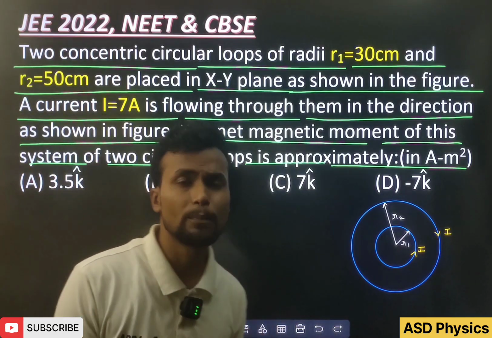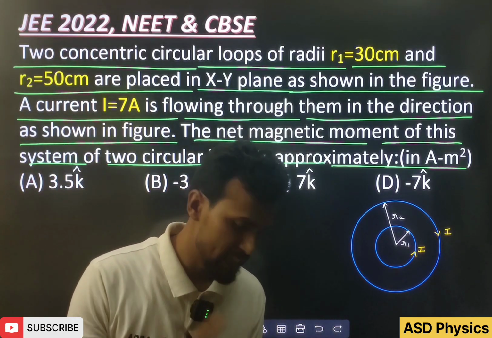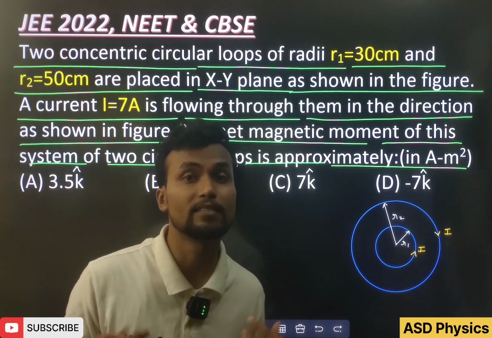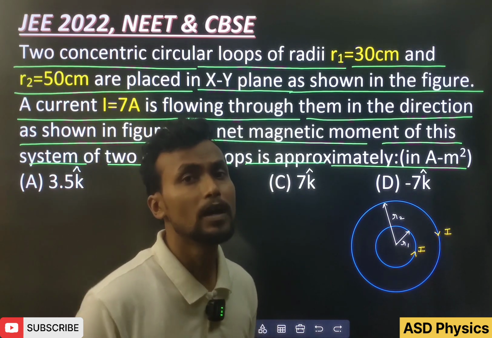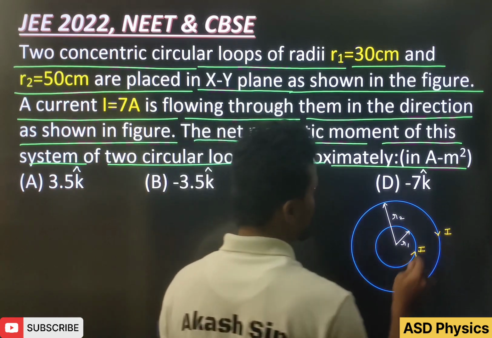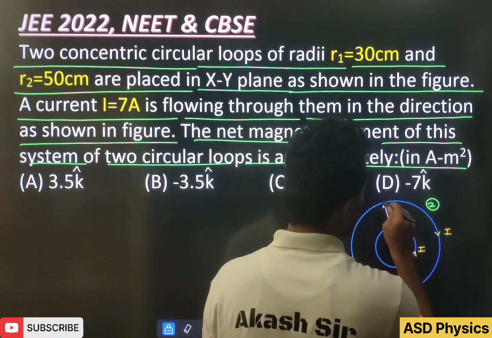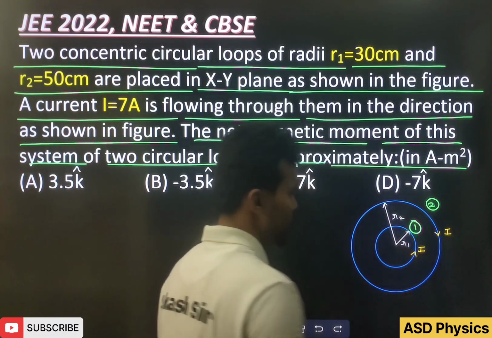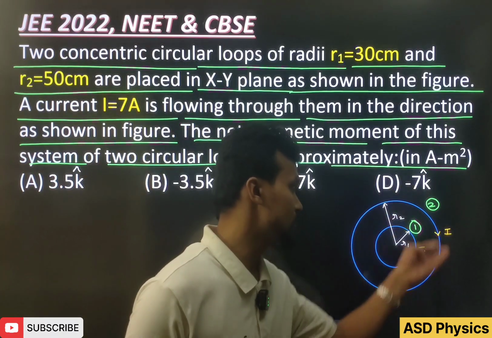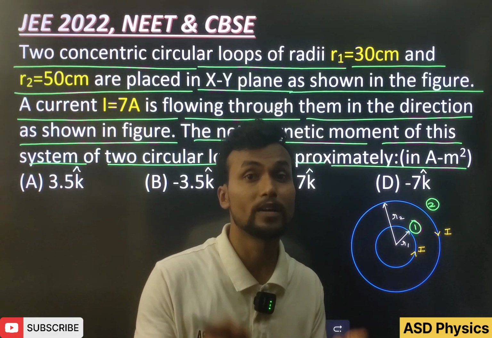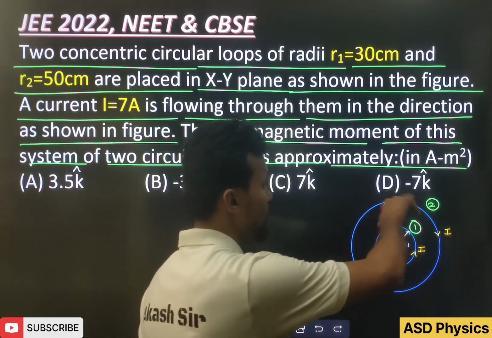Anyhow the magnetic moment formula is NIA. N is fixed, I is fixed. Which one is having more area? That will have the more magnetic moment. So you can see very well here, let's take this as coil 2 because radius R2, and this is coil 1. Which one is having the more area? Coil 2 is having the more area. So anyhow its magnetic moment will be more. And in which direction? You can see very well.